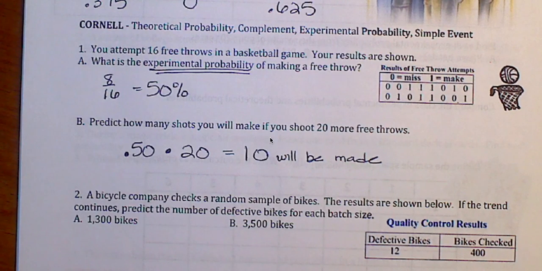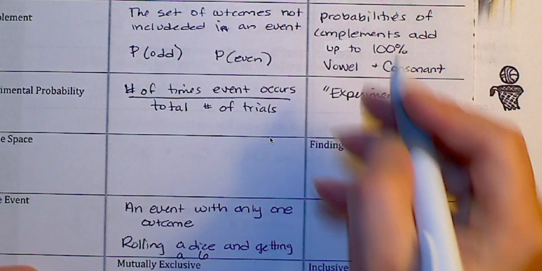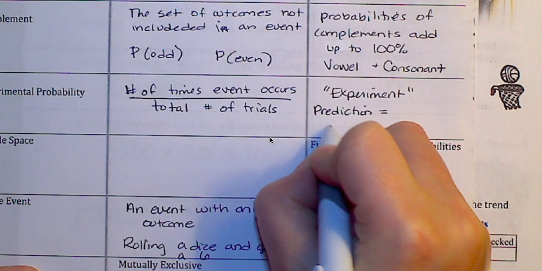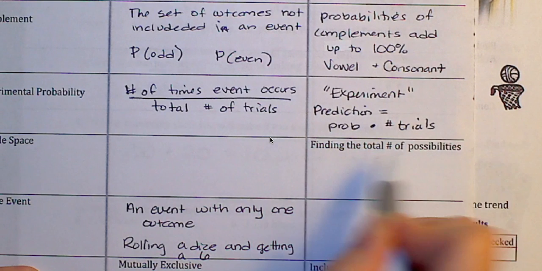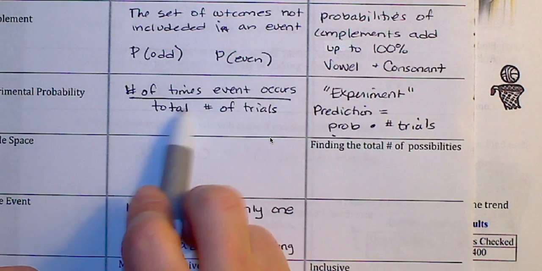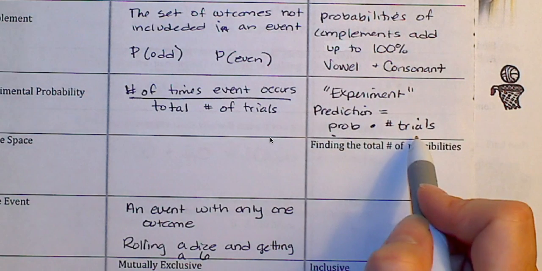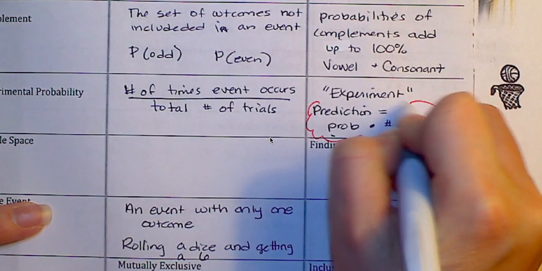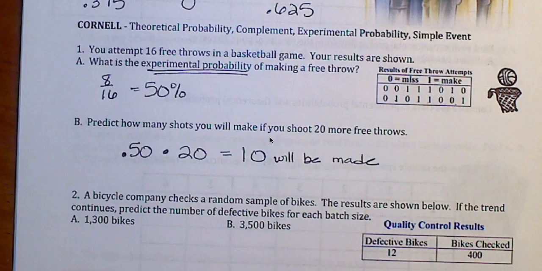Making a prediction, we might want to put that on your Cornell sheet. So let's go over here to experimental probability. When you want to make a prediction, that equals the probability times the number of trials. So you just take the probability of the previous experiment and you multiply by how many future trials you're planning on doing, and then that will help you make your prediction. This is actually one of the forgotten things, so we might want to mark that extra special way so we don't forget that.